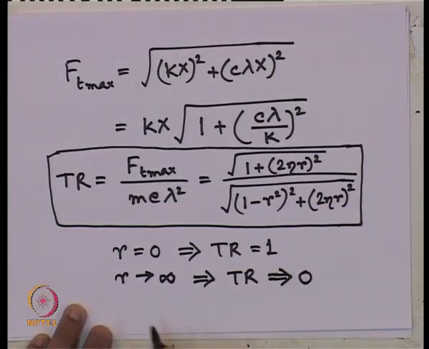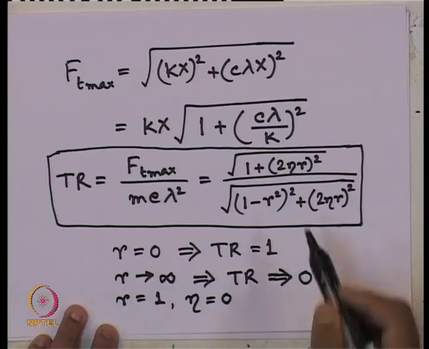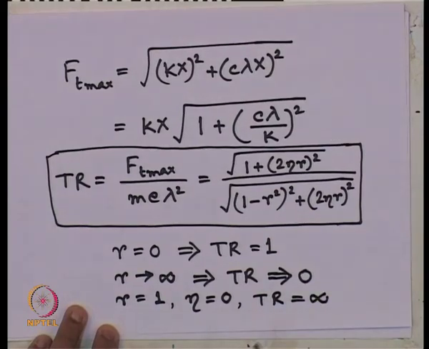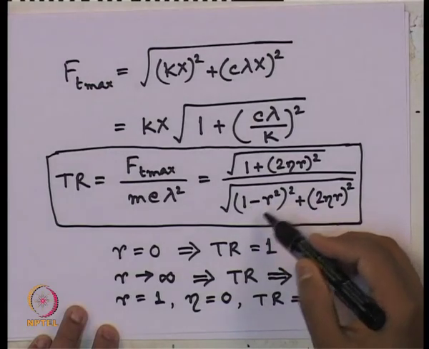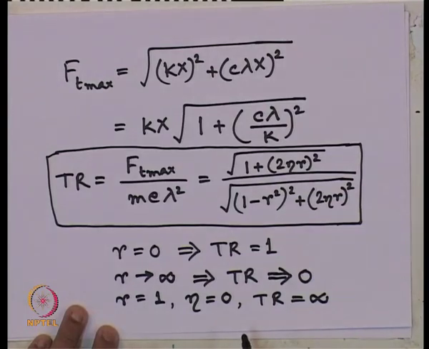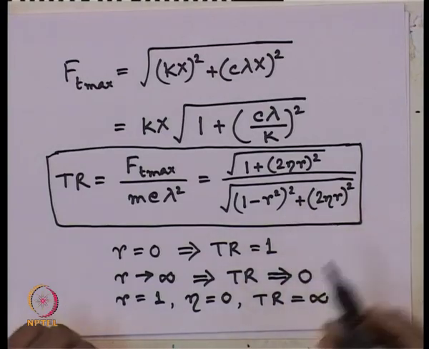And when R equals 1, if we consider the undamped system, eta equals 0 and R equals 1, what should be the value of TR? Infinity. If we put R equals 1 here, this becomes 0, eta 0. So, 1 by 0 we get transmissibility ratio as infinity. But if eta is non-zero, obviously we cannot get an infinite value, but it will give us some maximum value.